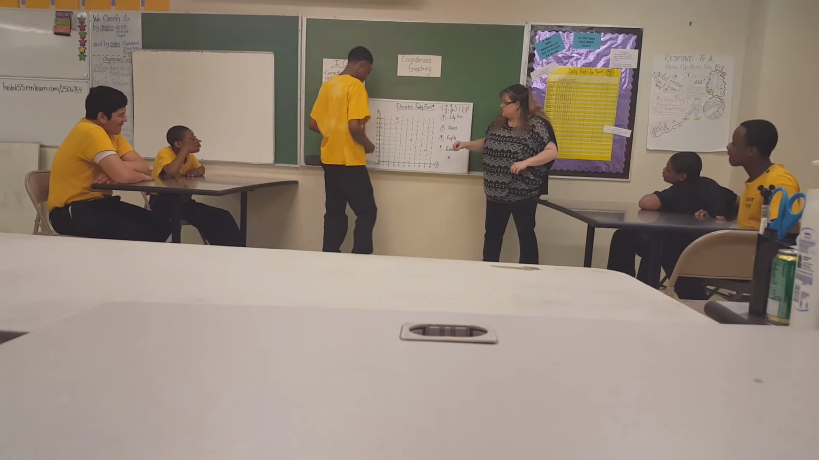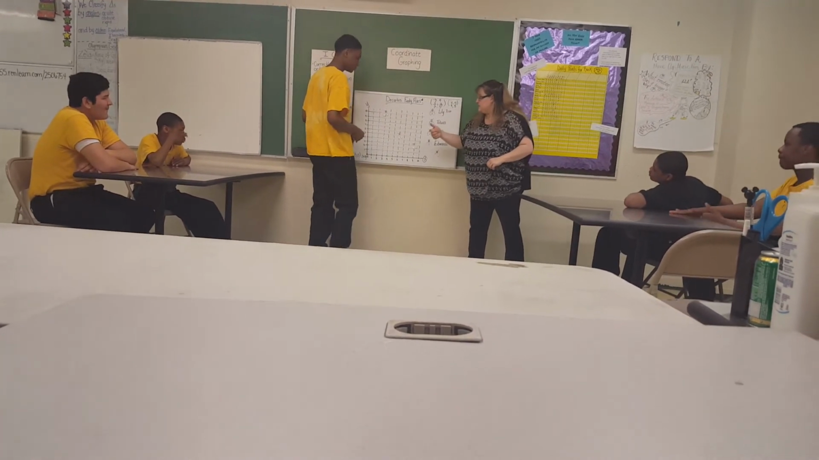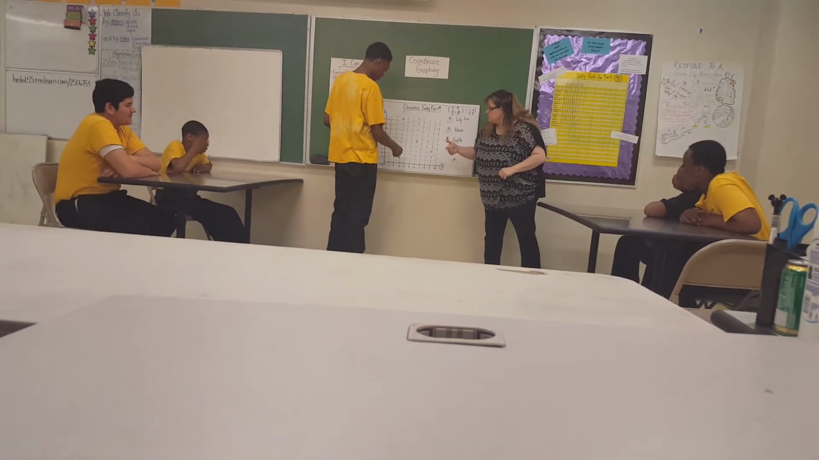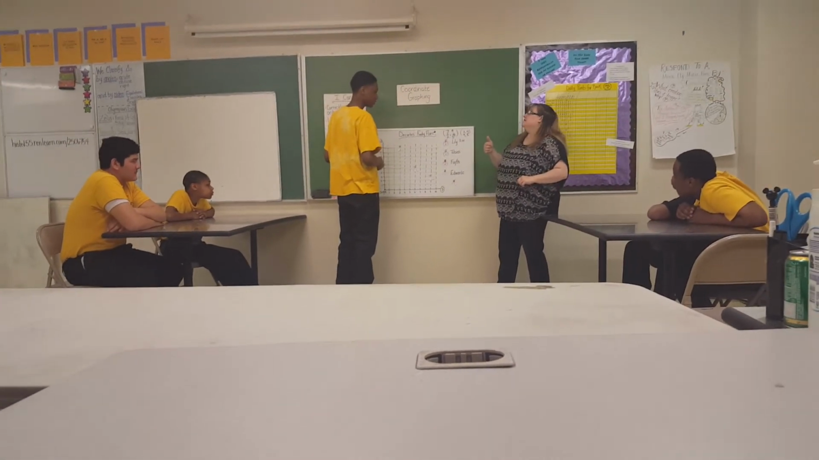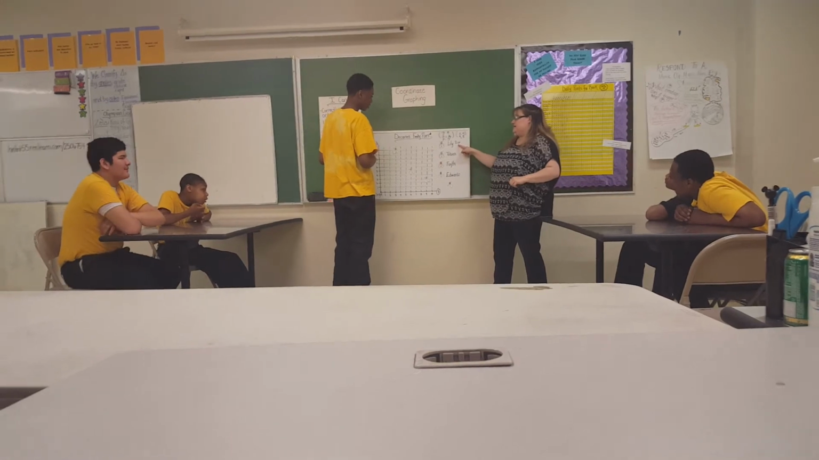What did you do first? Start from the origin. Started from origin, excellent. What did you do next? Count over to 3. Correct. And then what did you do after that? And went all the way up to 10. Excellent. So her coordinate pair is 3, 10.